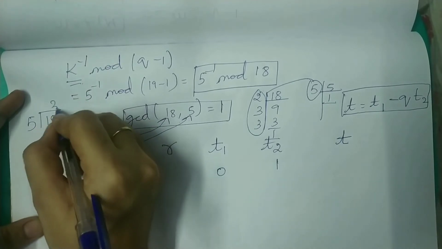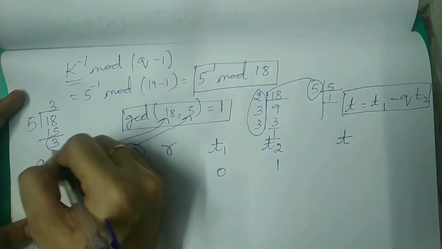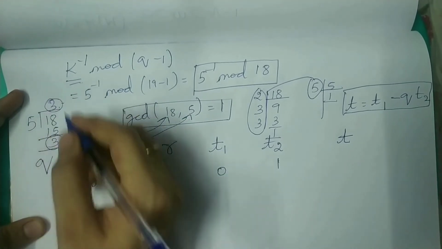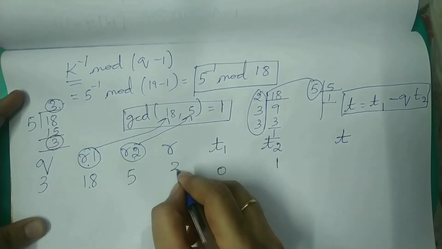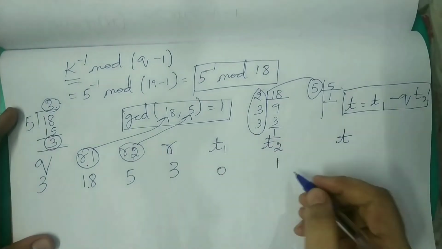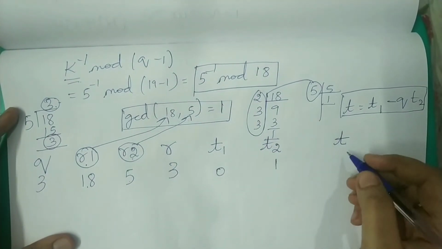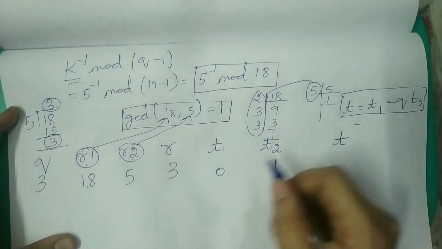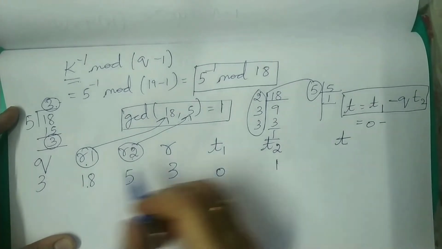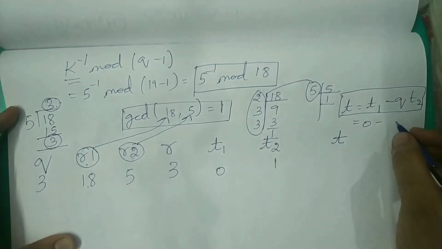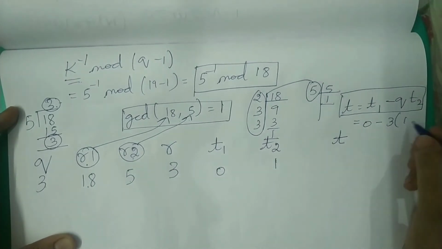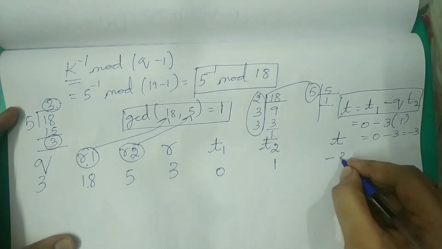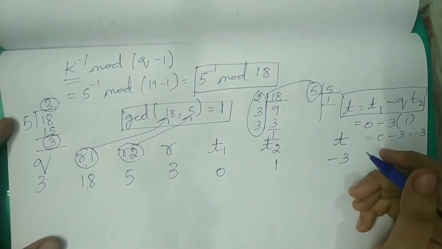When I divide this 18 by 5, it will go 3 times, so 15. I'll get the remainder as 3 and the quotient also as 3. So the quotient is 3, so I'm writing 3. The remainder is also 3, so I'm writing it as 3. Now we need to find the T value. The T's value is T1 minus Q into T2. The T1's value is 0, so 0 minus the Q's value, just now we found it is 3, into T2's value, which is 1. So 0 minus 3 is equal to minus 3. So your T's value will be minus 3.